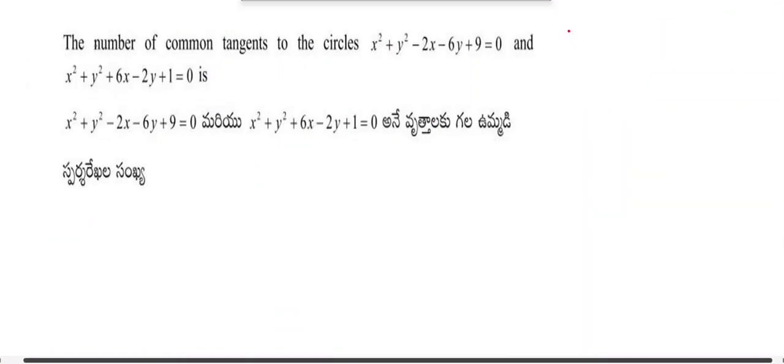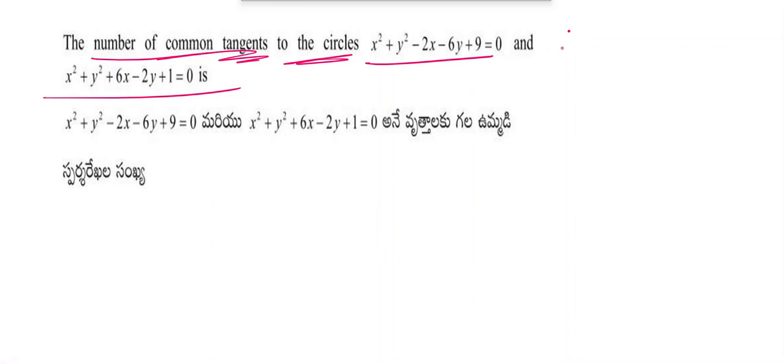This is the next problem from circles. The number of common tangents to the circles x² + y² - 2x - 6y + 9 = 0 and x² + y² + 6x - 2y + 1 = 0. Number of common tangents. That means first find the center of the first circle, that is C1. C1 is (1, 3). And the second circle center C2 is (-3, 1).